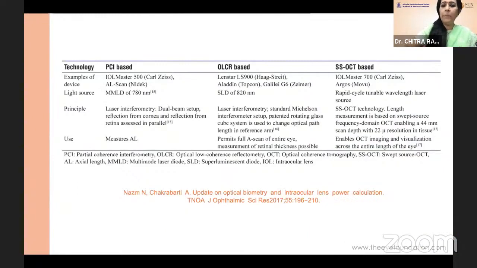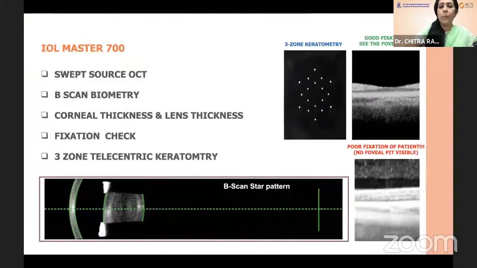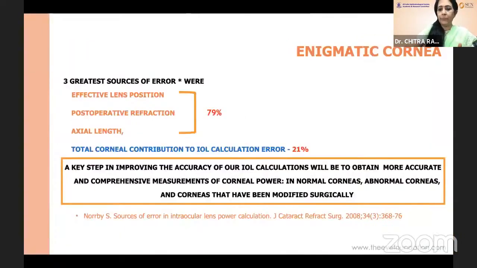As far as the optical biometers are concerned, we have different ones at slightly varying principles, but all getting the most optimal end result. If we talk of the latest ones, it is the IOL Master 700, which has incorporated the swept source OCT, combined it with the B-scan biometry, wherein it measures also the corneal thickness and the lens thickness, and again has that phenomenal fixation check and the 3-zone telecentric keratometry.